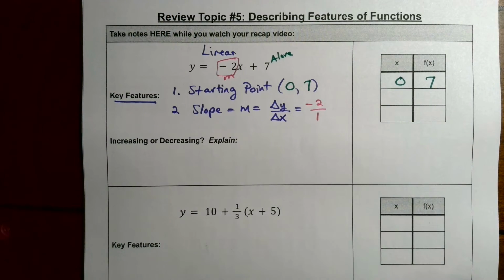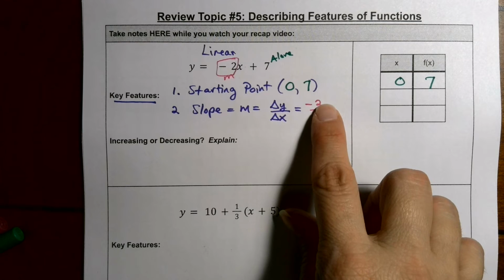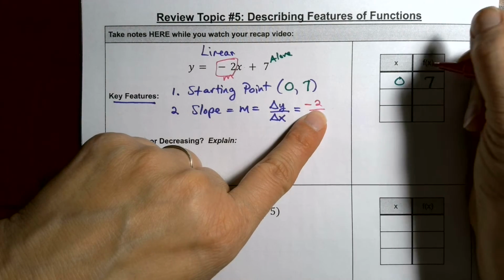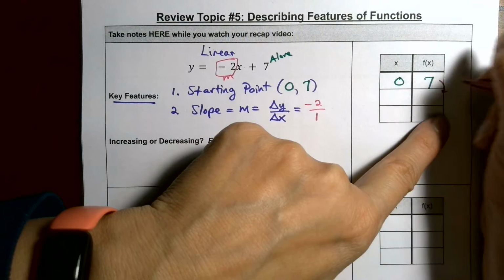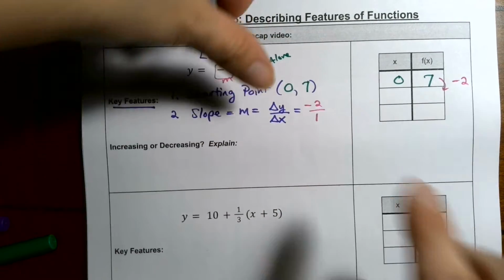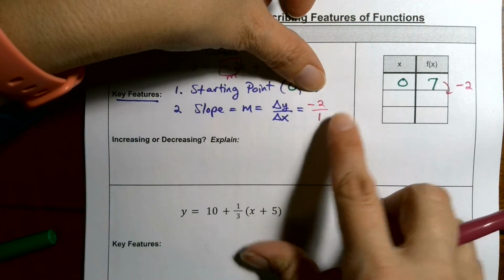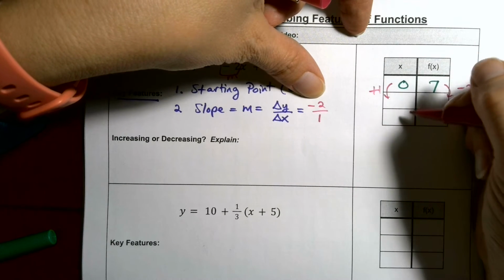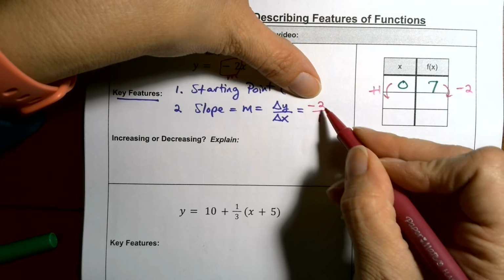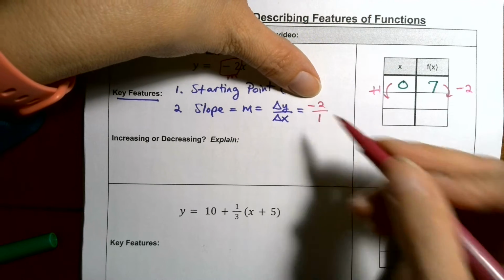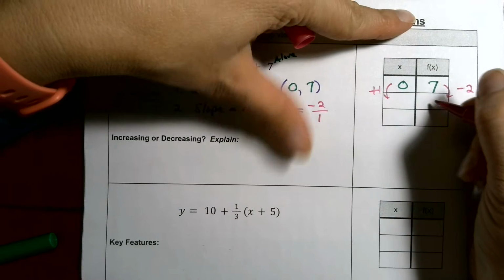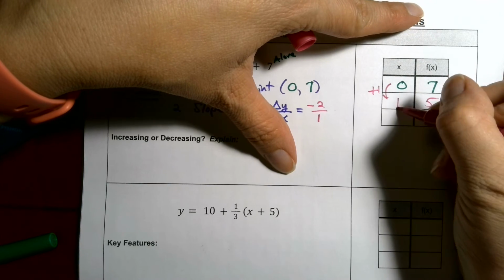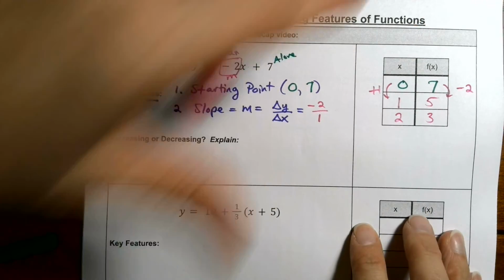Now to create more points or more values, I need to do the delta y and the delta x. The delta y is -2. So on the y side, each time we're going to subtract 2. Delta x is +1. So on the x side, we're going to add 1 to each value. This negative sign does not belong to both, only to the 2. 7 minus 2 is 5, minus 2 makes 3. 0 plus 1 is 1, 1 plus 1 again makes a 2.